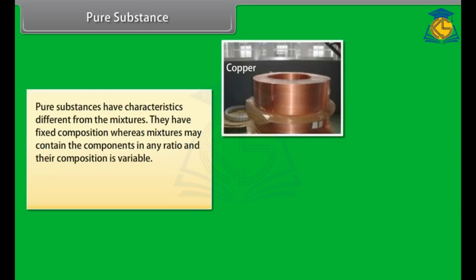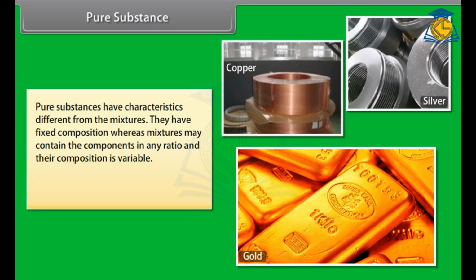Pure substance. Pure substances have characteristics different from the mixtures. They have fixed composition, whereas mixtures may contain the components in any ratio and their composition is variable. Example, copper, silver, gold, water, glucose.